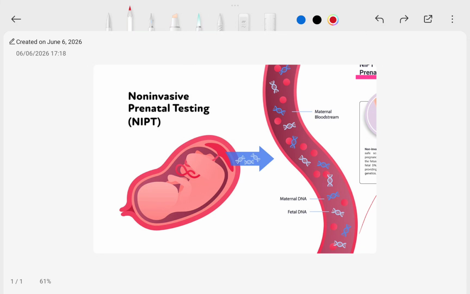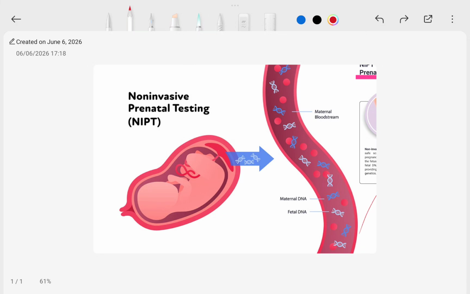So can you see this maternal blood stream? In this maternal blood stream, we have the maternal DNA as well as the fetal DNA along with RBCs. The laboratory extracts these maternal cell-free and fetal cell-free DNA. Non-invasive prenatal testing does not separate the maternal and fetal cell-free DNA, so we have to calculate a fraction which is known as the fetal fraction.